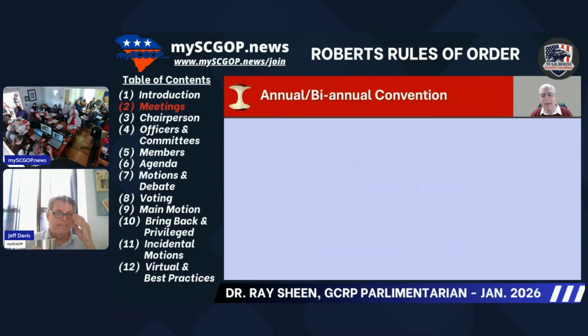These are normally held on an annual or biannual basis. In our case, it's a biannual basis. Robert's Rule 58 and 59 address how to organize and run a convention. A convention is different from a mass meeting. A mass meeting is open to the public. A convention is closed. Only the delegates are able to participate.